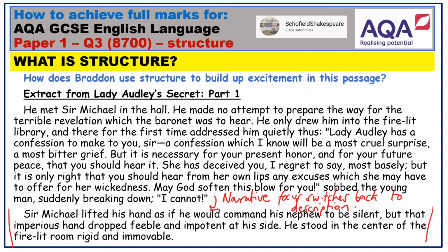Notice how the narrative focus switches back from dialogue to description. We as readers continue to have to wait to hear the effects of Lady Audley's confession on her husband. Tension is built through the description of Sir Michael's preliminary feelings of shock. If his imperious hand is already feeble and impotent, imagine how he will react when he actually knows what has happened.